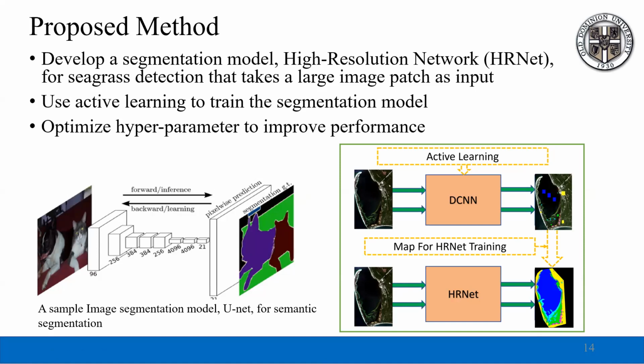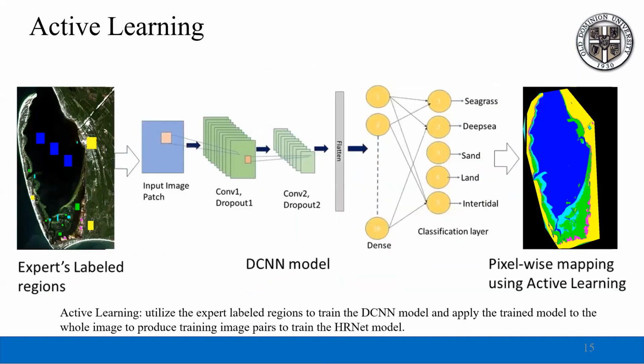However, one challenge here is that to train the segmentation model, an input-output pair is needed. So that requires a lot of work because each pixel in the image needs to be labeled for ground truth. So we use an active learning method, which consists of 2 steps. The first step is inputting an expert labeled image into the DCNN and applying the DCNN to the whole image to produce a classified image.